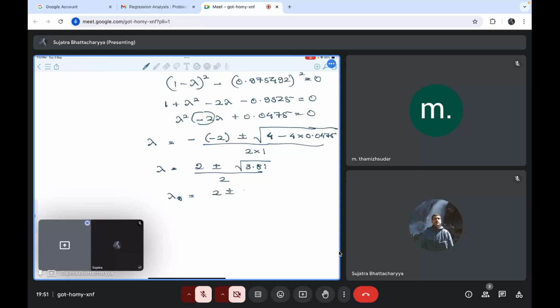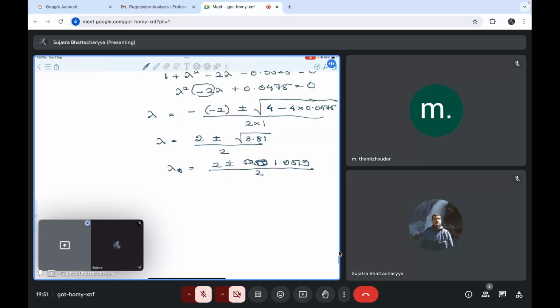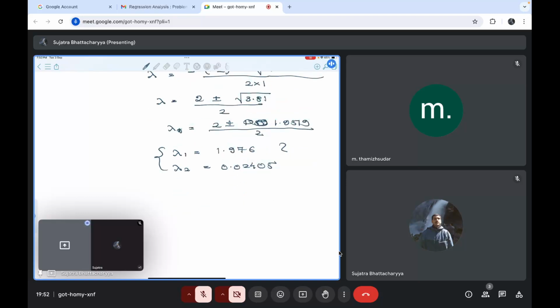So it reduces actually to 2 plus minus 1.9519 divided by 2. So lambda 1, the greatest one, is 1.976, and lambda 2 is 0.02405. So these are the lambdas which we have got for the centered and scaled matrix X prime X.